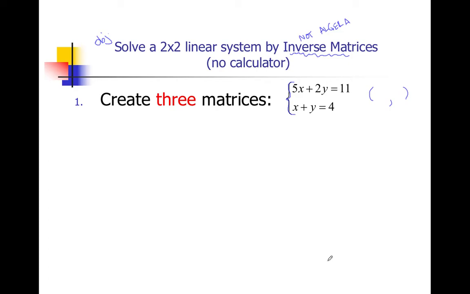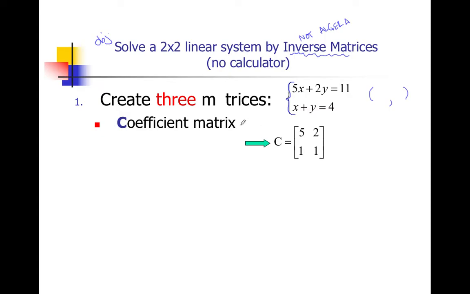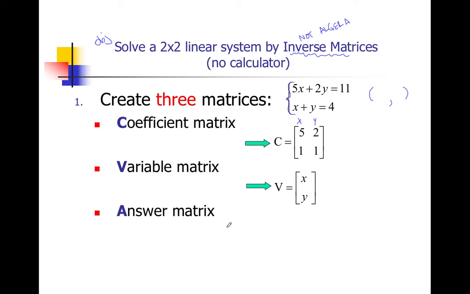You're going to create three matrices, something called a coefficient matrix, which is exactly what it sounds like. It's not an augmented matrix. It's just the x coefficients in the first column and the y coefficients in the second column. Then the variable matrix is a one column matrix with just x and y in it. And then an answer matrix that is also one column, or a 2x1, with the answers, what we augmented the 2x2 matrix with in the warm-up. So you're going to have three matrices, CVA.